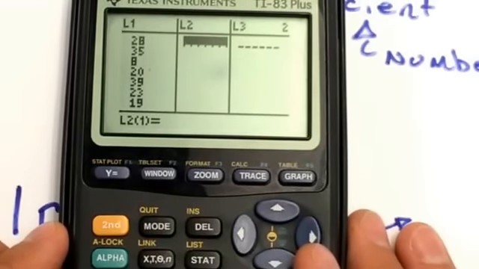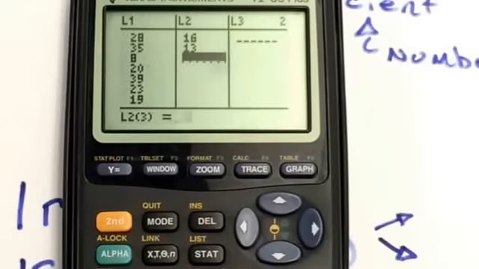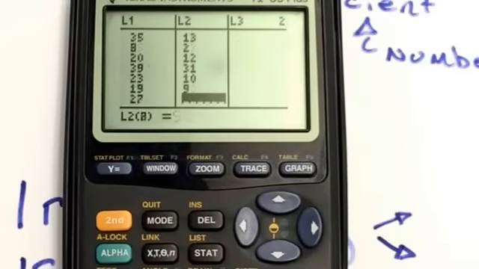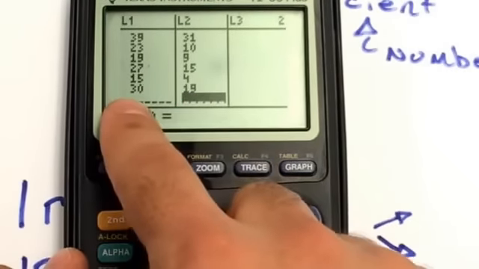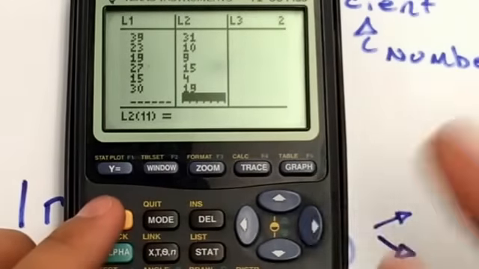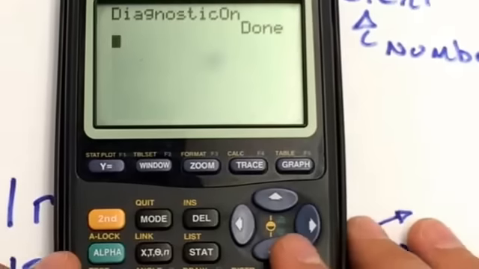L2 is going to be all of our Y values. So it tells me 16, 13, 2, 12. Whoops, I did that one wrong. 12, 31, 10, 9, 15, 4, and 19. One thing that you want to make sure of is that these line up. That means you have the same number of X's as Y's, and I do. Now I'm going to quit. After I've put it in, I'm going to go quit. So I'm going to hit second and mode to get out of there.